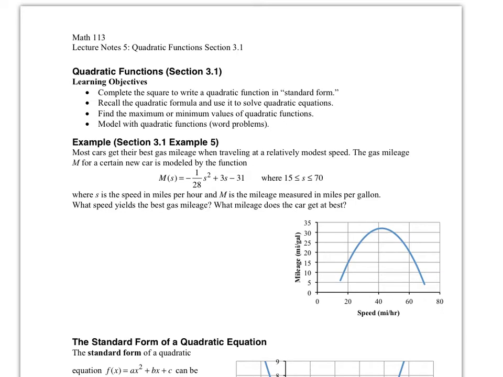The four main things we're going to learn are how to complete the square. So this is a review from something that you've seen before. To write the quadratic function in something that's called standard form. Solve quadratic equations using the quadratic formula, find the maximum and minimum values, and finally model using quadratic functions.